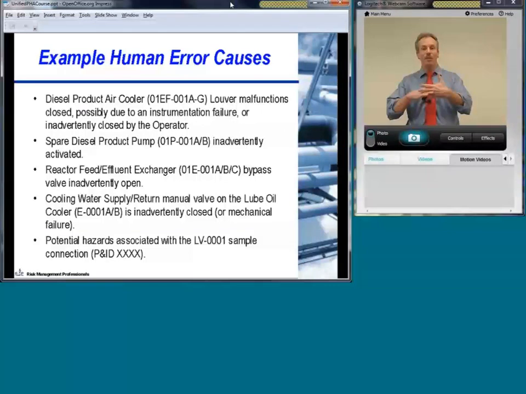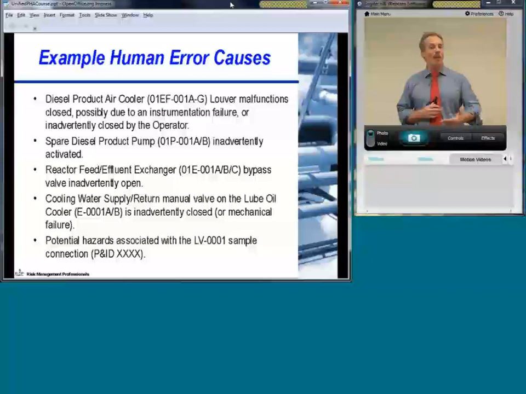The second bullet, spare diesel product pump inadvertently activated: the operator doing something, an error of commission in terms of activating a spare pump, can cause potential problems. Other things that can go wrong: a bypass valve being inadvertently open, a manual valve being inadvertently closed, or potential hazards associated with sampling. All these are types of human errors that you may want to look at during the course of the HAZOP study.